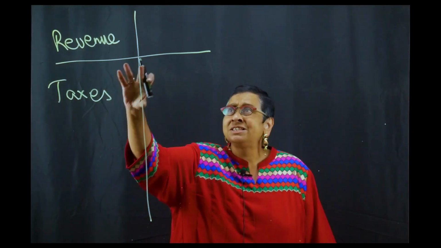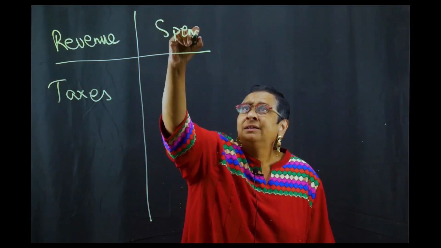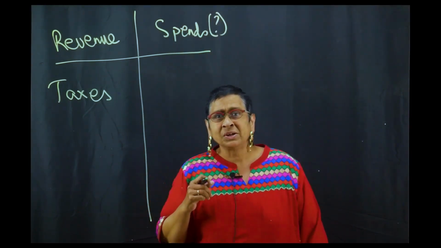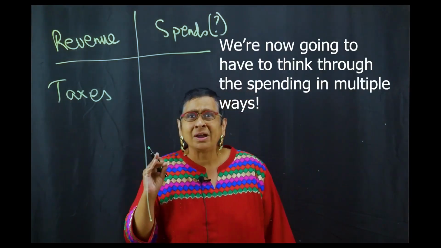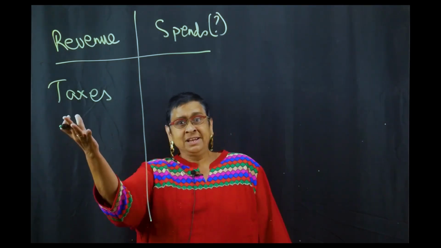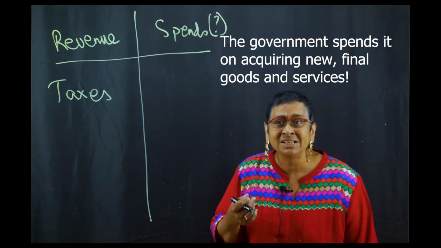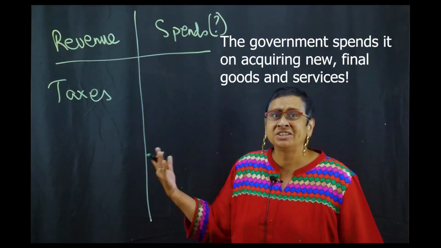And then what does it do? It spends. And I'm going to just put a little question mark around this, less because I have doubts about the spending, but because we are going to now have to think through the spending in multiple ways. The government takes this revenue and it spends it on many things. First and foremost, the government actually spends it on acquiring new final goods and services.